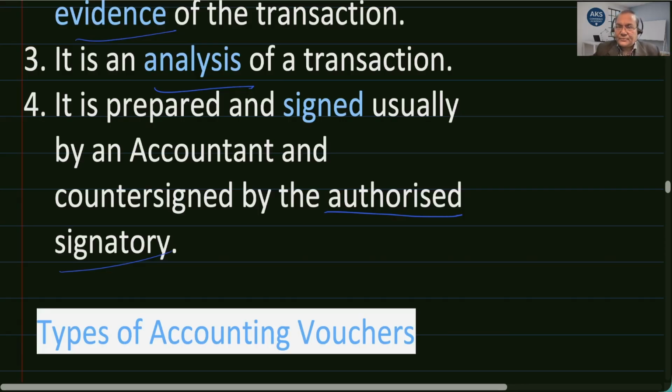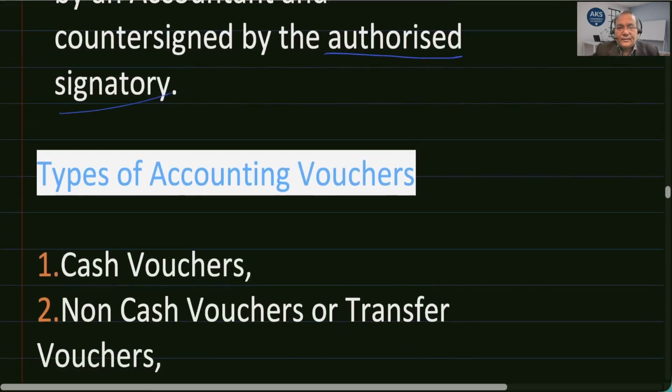and subsequent transactions related to finances can take place, or payment or receipt can accordingly take place. Let us see the accounting voucher.